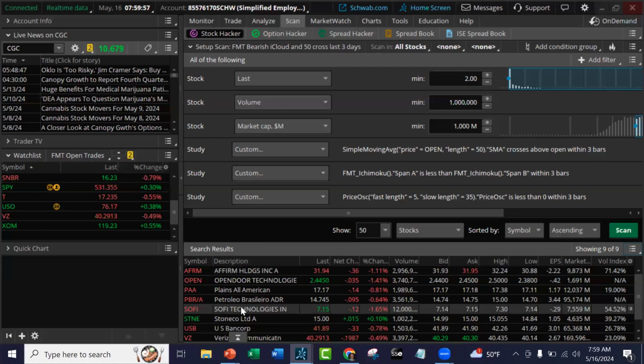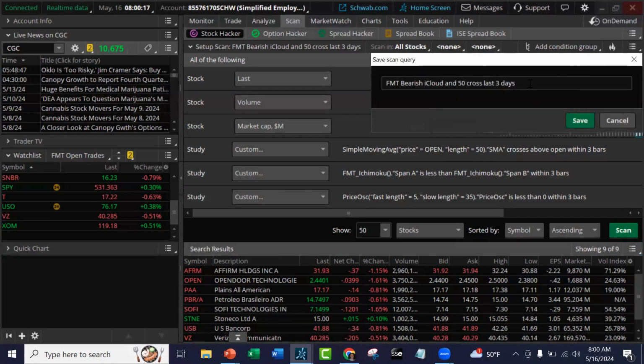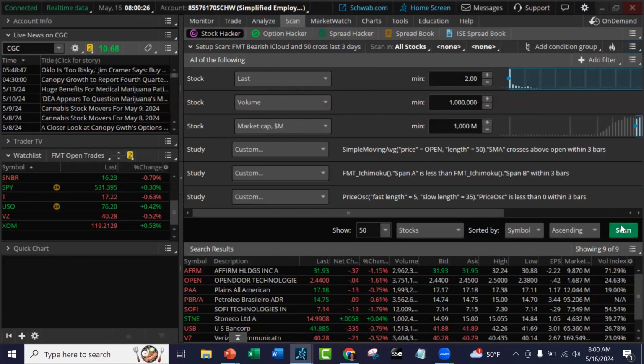Now, I think that's super cool, right? I got the scan, this criteria, and I can run it whenever I want to try and find trades. Of course, we're always going to go look at the chart. But when I define this scan and save it, I can name it whatever I want. This is the FMT bearish iCloud 50-day cross, last 3 days. So now I've saved this scan, I've run the scan, I press the scan button.